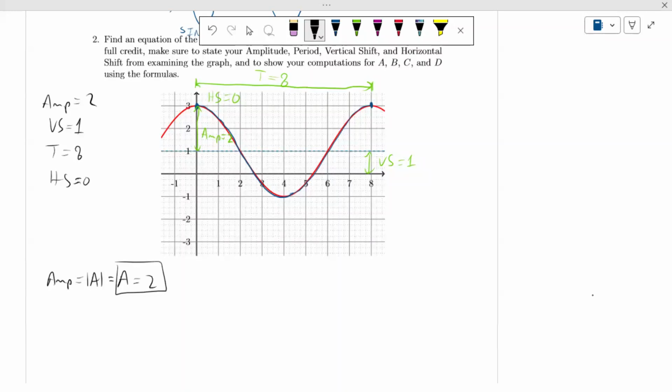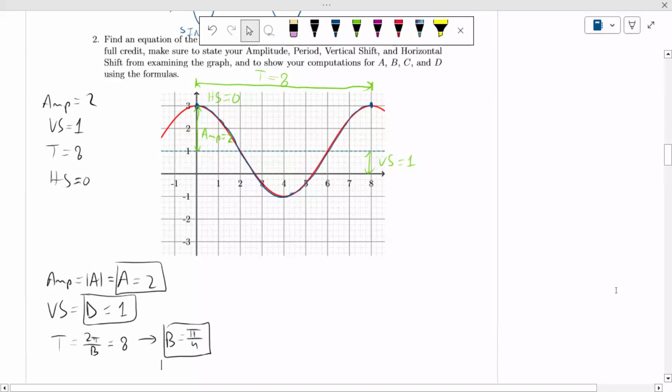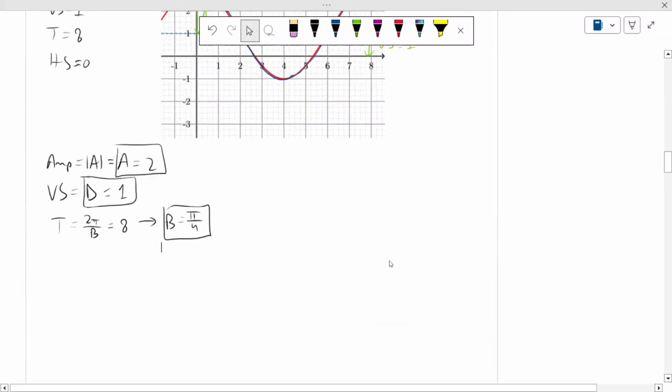Okay, now we'll do our vertical shift. The vertical shift is always D, and our vertical shift is equal to 1. So D equals 1. And then we go to the period, which is still 2 pi divided by B. We said the period was 8, so we got B is equal to pi over 4 again. I showed my algebra for that in problem 1, so I really don't need to show that again. B is just equal to pi over 4.